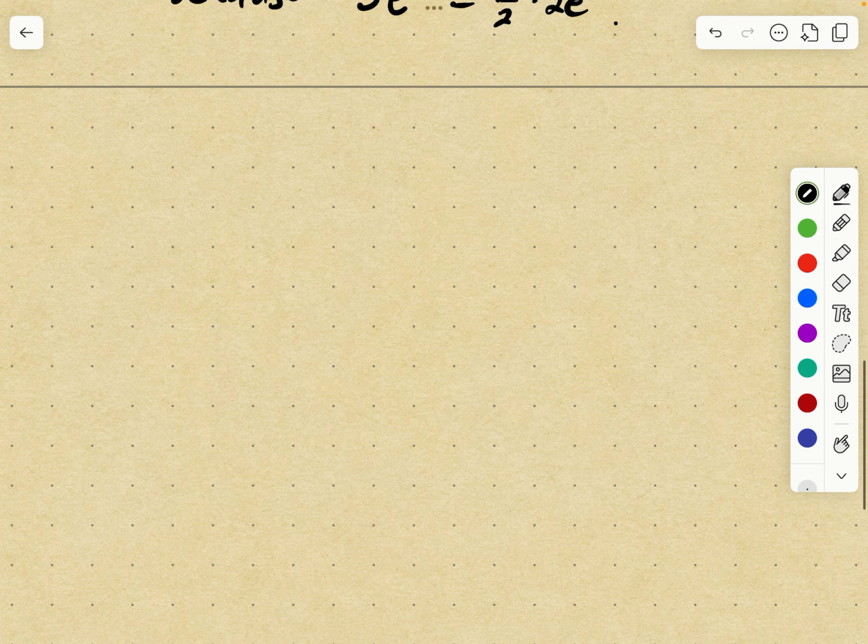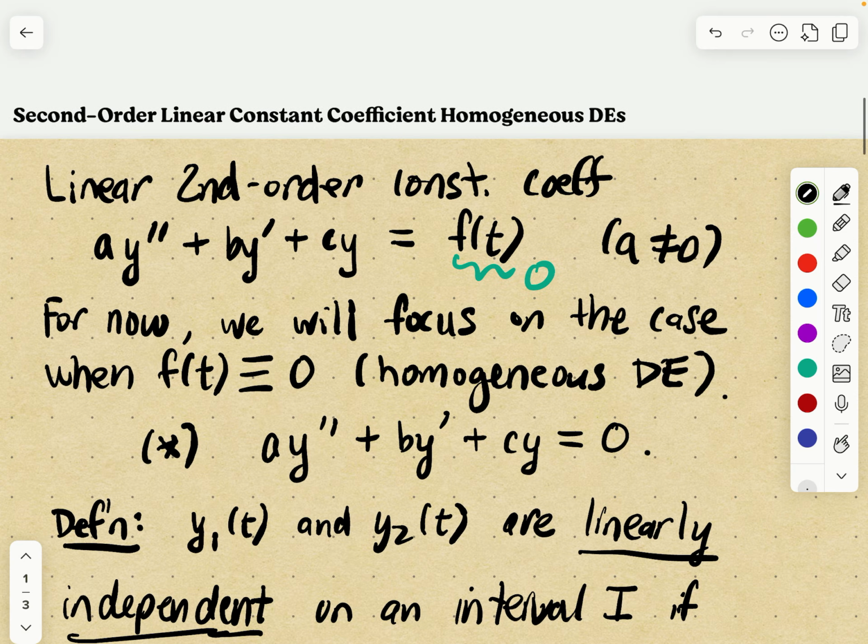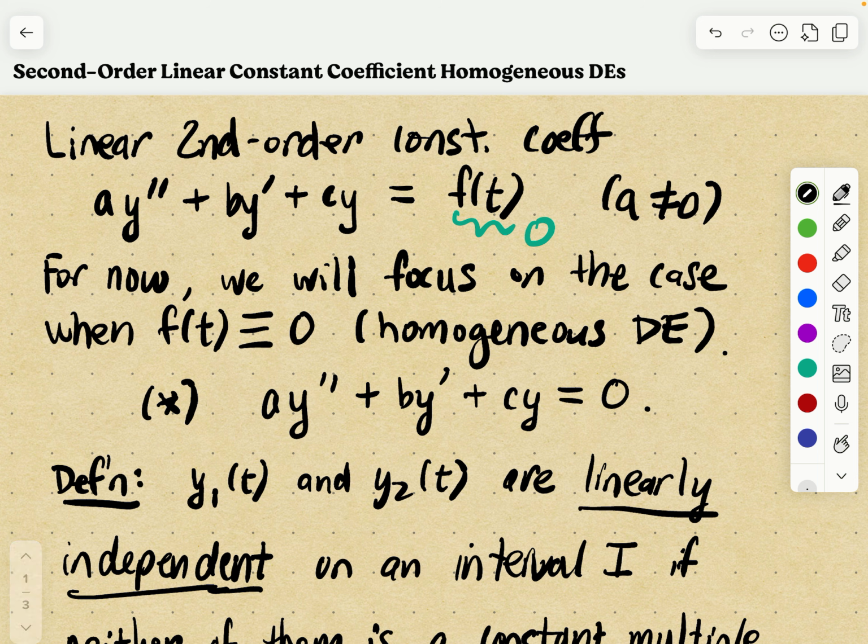Okay, so now that we have introduced linearly independent functions, we can state this theorem. This is going back to the differential equations that we're trying to solve, the linear second order differential equations. Actually, for the theorem that we're about to state, they don't have to be constant coefficients. Your a, b, and c could be functions of t, but since we're just focusing on constant coefficients anyway, let's just only talk about that.